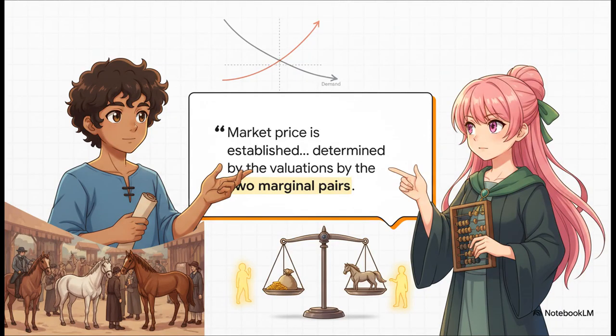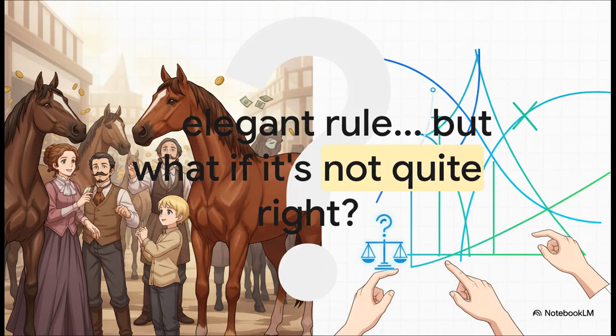He argued that the final price range is set by either the successful pair, A and B, or the unsuccessful pair, AF and BF. He figured whichever pair had the smaller gap between their prices would be the one to box in the final market price. It sounds so neat, doesn't it? A simple, elegant rule to find the price.